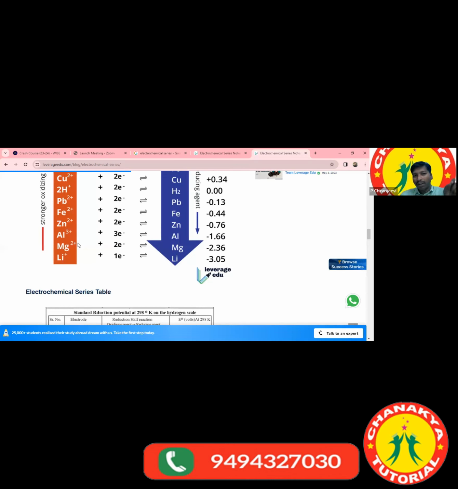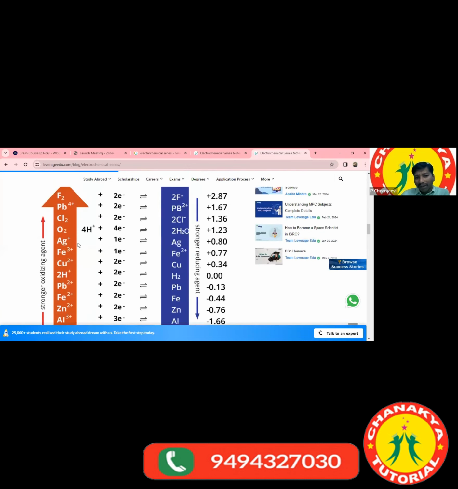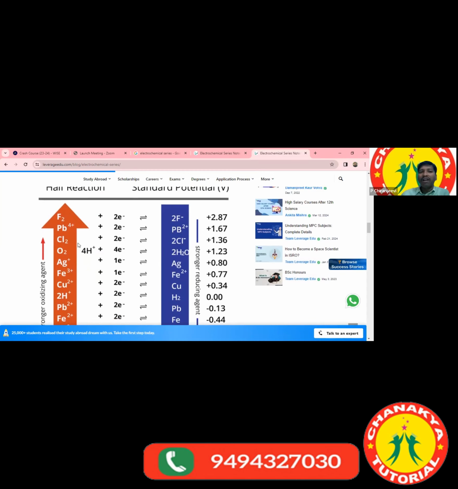So one more thing we can clearly observe here. If you go a little bit upside, the non-metals are getting a positive charge. Actually, this tabular column is called the standard reduction potential value. So that is what we call the standard reduction potential value.